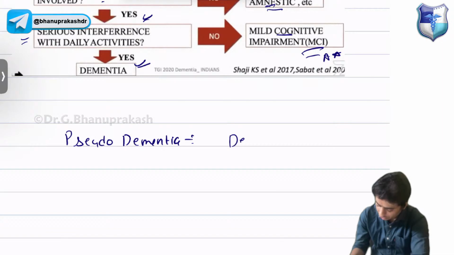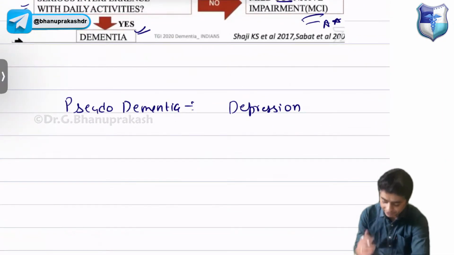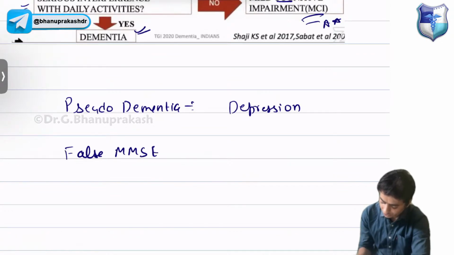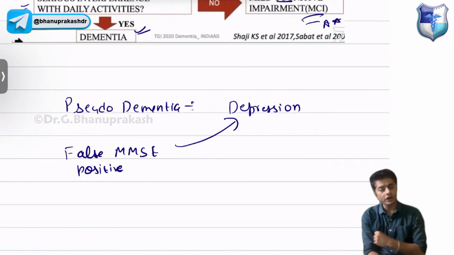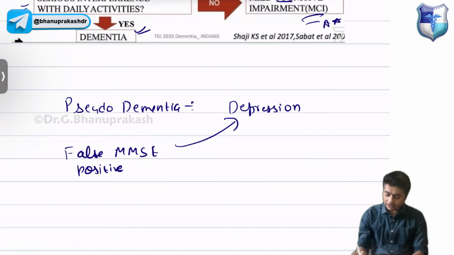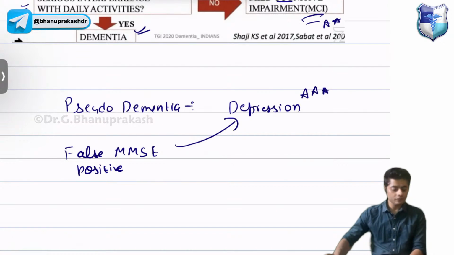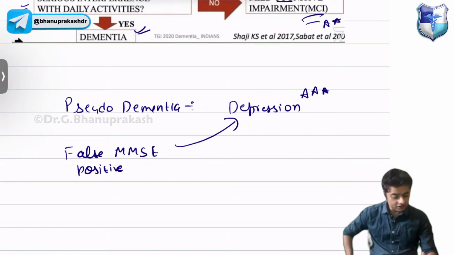Depression. Very good, Dheeraj. It is depression. So you have to rule out depression. And in depression, many times you can get a false positive MMSE test. Because it is a depressed patient, you will ask him questions, but as this patient is depressed, he will not give you answers, and the score will be positive. So there can be a false positive MMSE test in a depression patient.